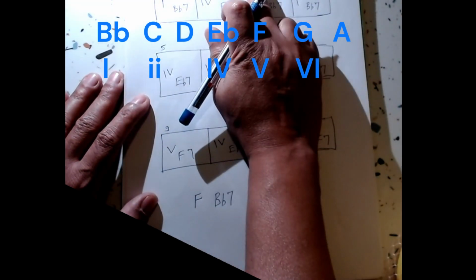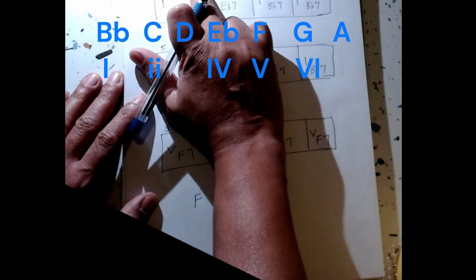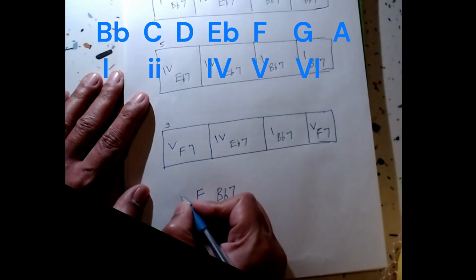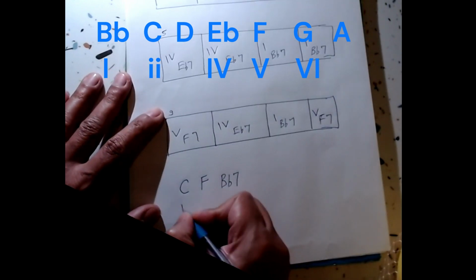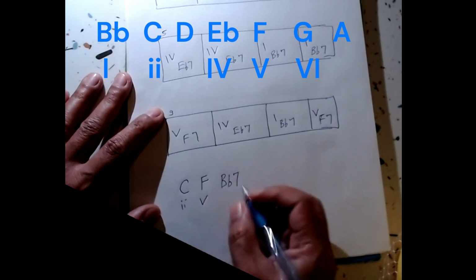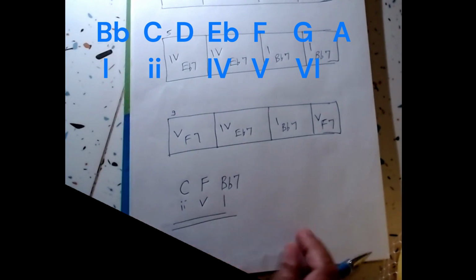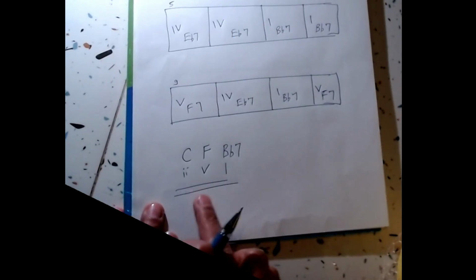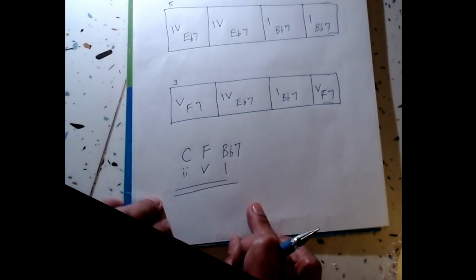Continue. So the 5th from F. That's 1, 2, 3, 4, 5. That's your 2. That's C. Write down the Roman numerals, and what have you got? You've got your 2, 5, 1. Yay, right? Sounds nice. This is how we get our famous 2-5-1 jazz blues progression, right?